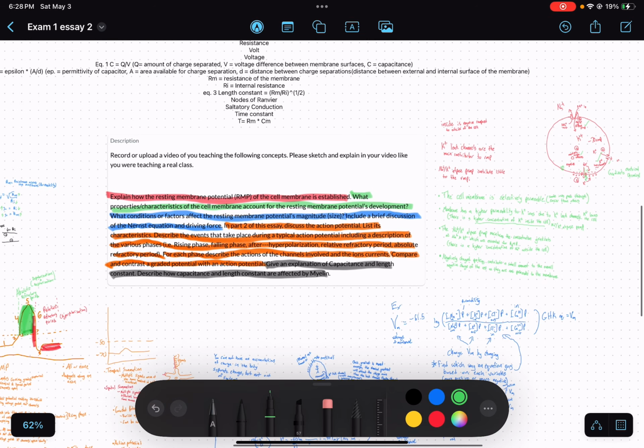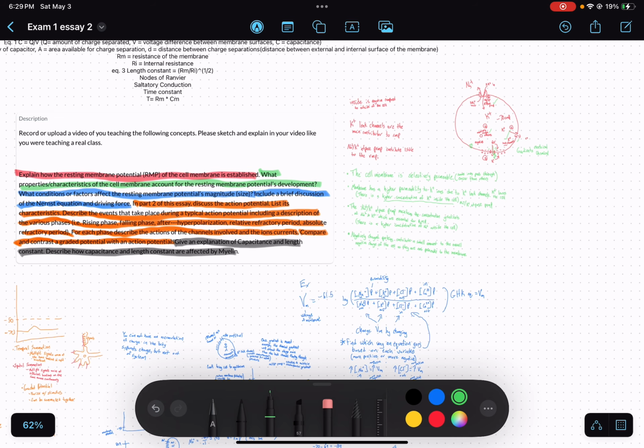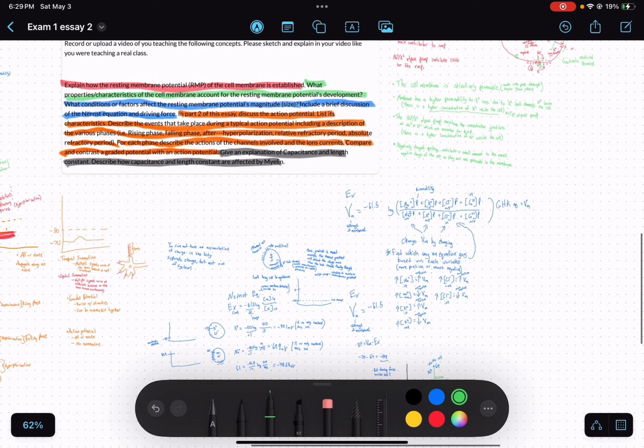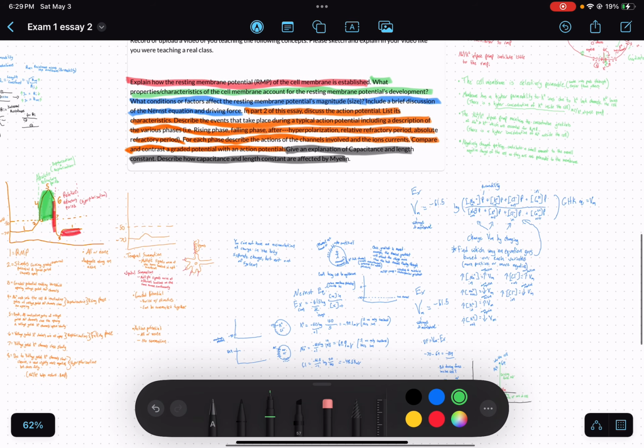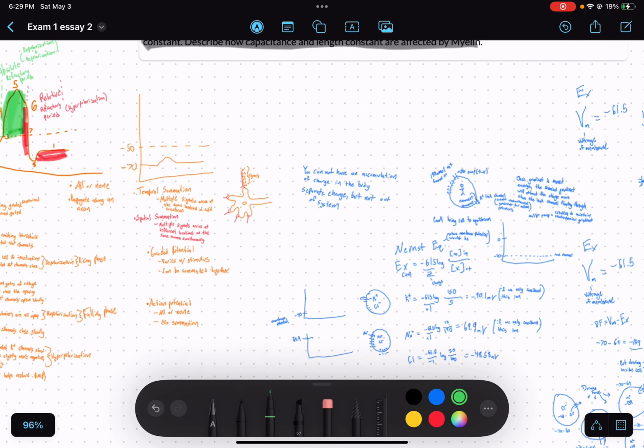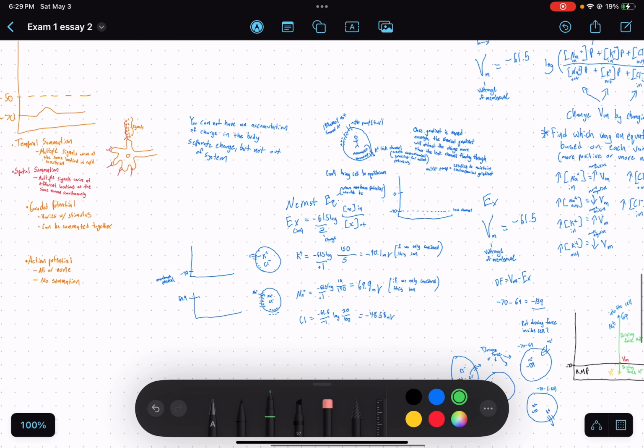Next up, we have our question that says, what conditions or factors affect the resting membrane potential's magnitude/size? Include a brief description of the Nernst equation and driving force. So we talked a little bit about some of the factors that affect it, but we're just going to touch on a little bit more.